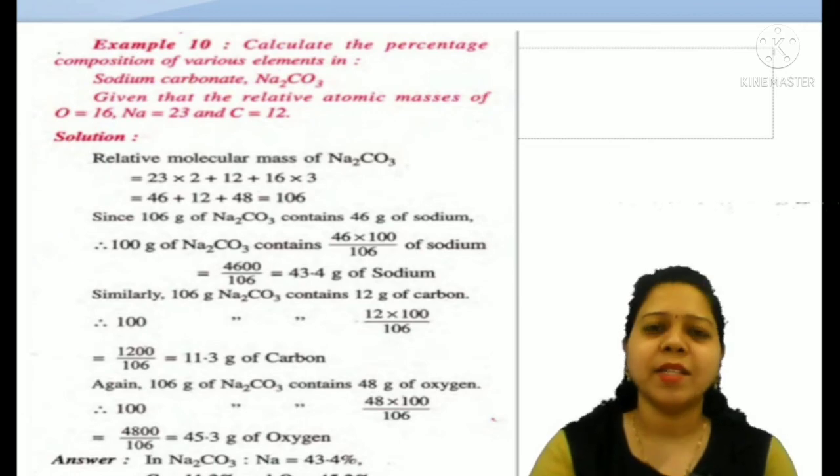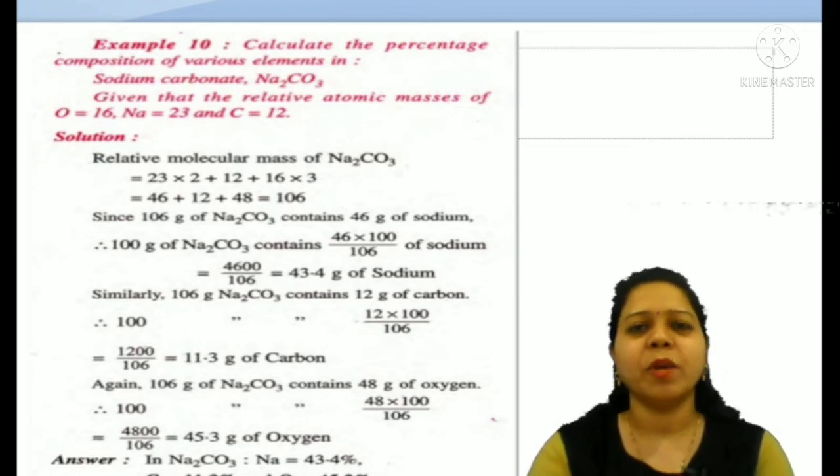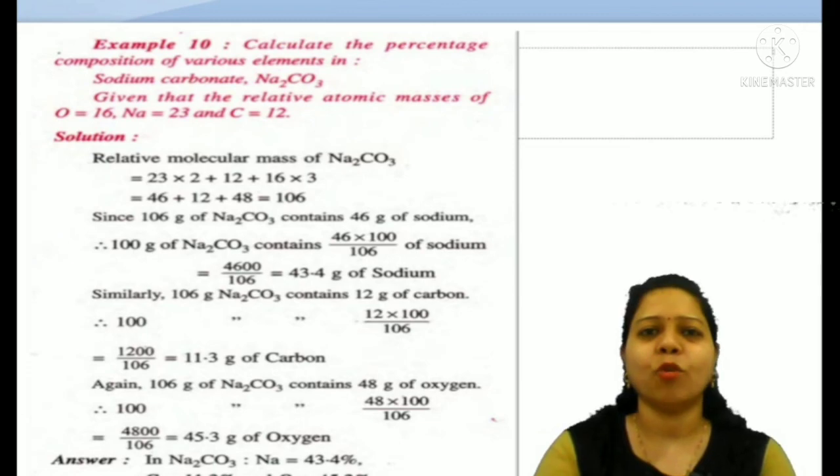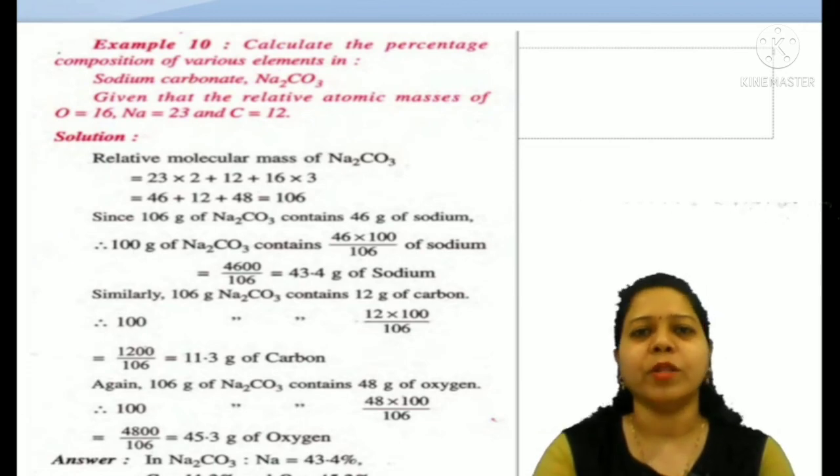In this way, in this class we learned what is meant by atomic mass, what is meant by relative atomic mass, what is meant by relative molecular mass, and what is meant by percentage composition, and we learned examples of how to calculate all these things.